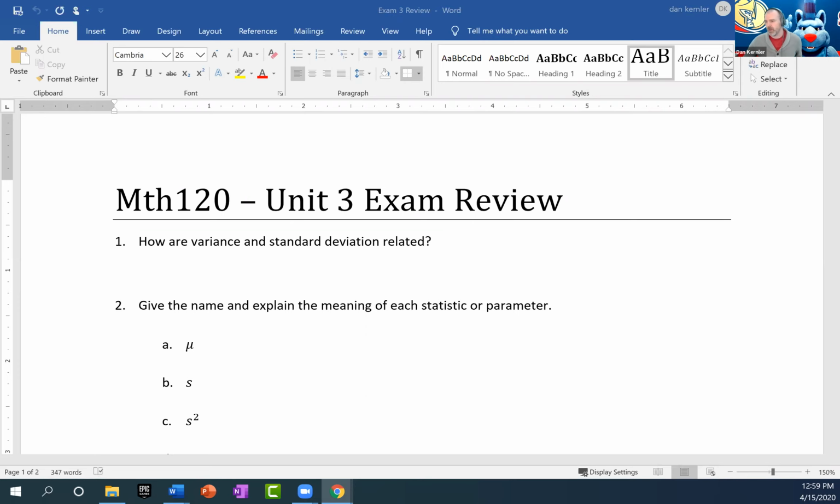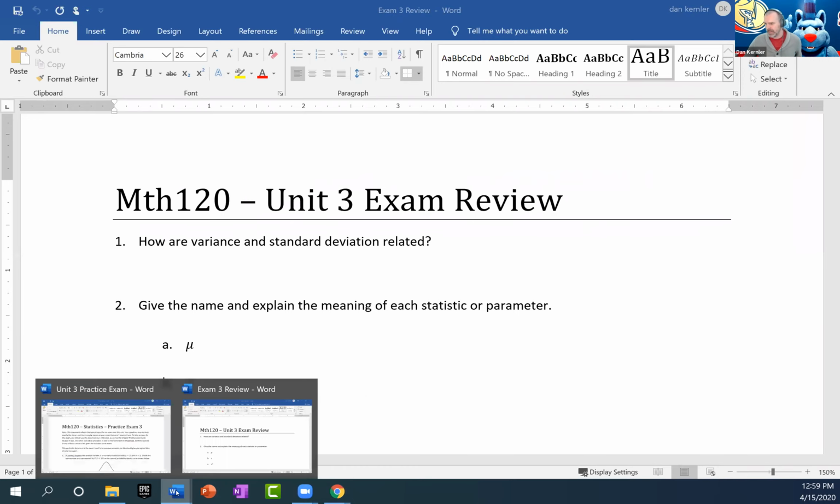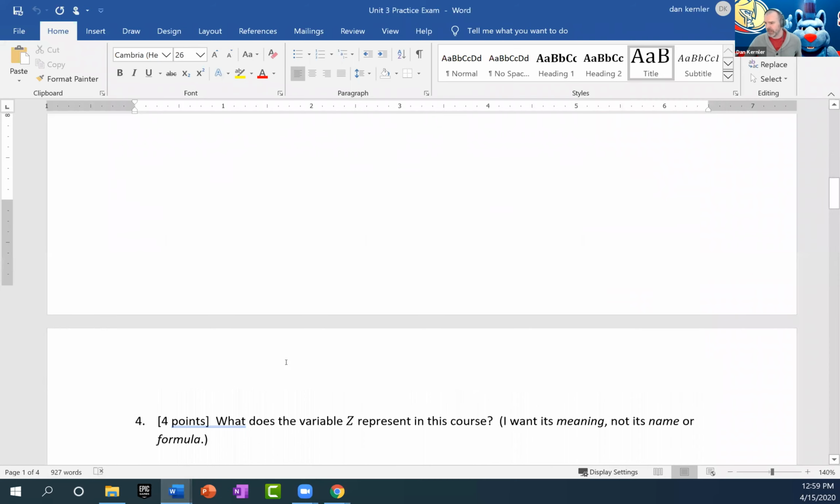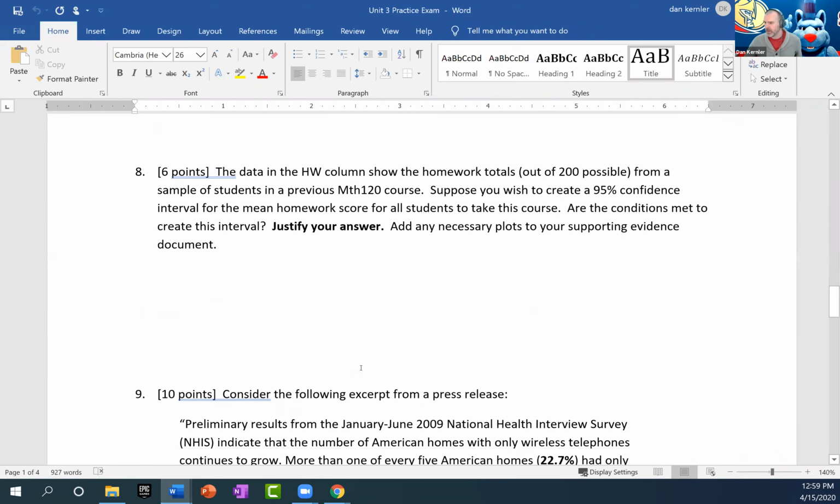All right, Rachel has a question about number 8 on the practice exam. Let's do it. Let's see here. Okay, did you find the data for this, by the way? I didn't really clearly label where the data were. Were you able to find that?